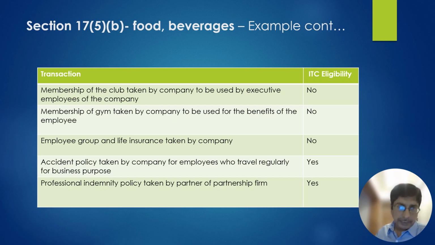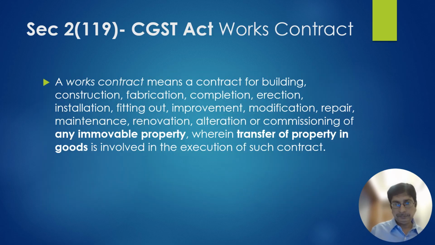Accident policy taken by the company for those employees who travel regularly for business purposes, GST credit is available because it is an accident policy. It is not health or life insurance of the employees. Professional indemnity policy taken for the partners by the partnership firm, GST credit is available. The specific ineligibility is only for employees' life and health insurance.